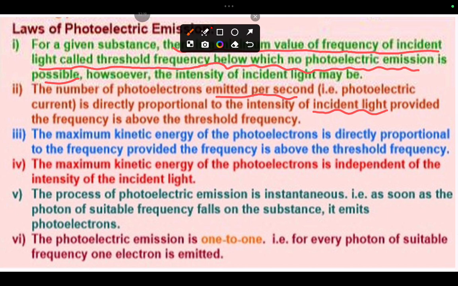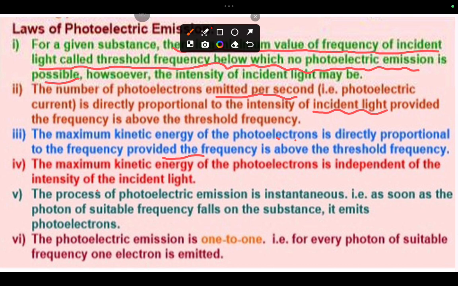Third, the maximum kinetic energy of a photoelectron is directly proportional to the frequency, provided the frequency is above the threshold frequency. So threshold frequency is mandatory. Below threshold frequency there is no emission of electrons. Fourth, the maximum kinetic energy of an electron is independent of the intensity of incident light.